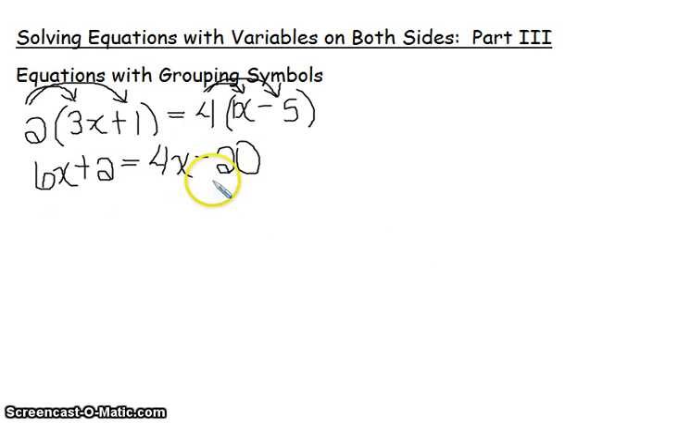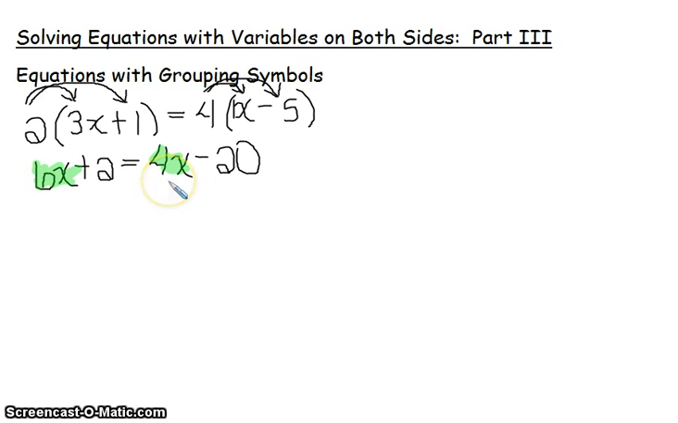So now we're back to the problems that we had actually in part 1 of variables on both sides, where we need to identify our linear terms. So I'm going to bring up my green highlighter here. I've got a 6x. Here's one linear term. And my other linear term is 4x. And what I want to point out is that they are on opposite sides of this equal sign. One's on the right, one's on the left. So we will have to use inverse operation to move one to the other.